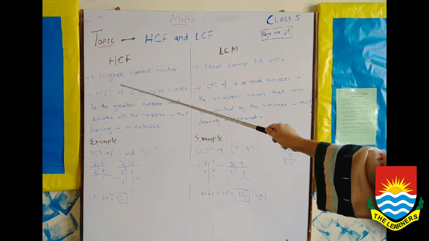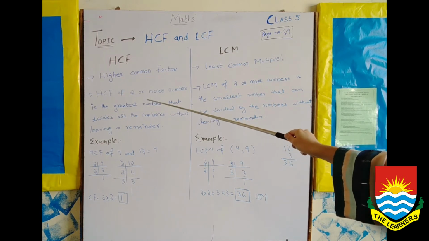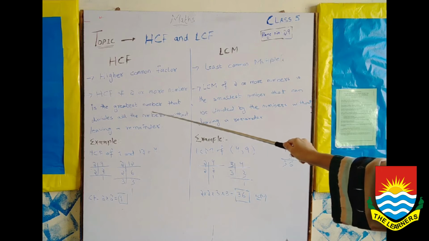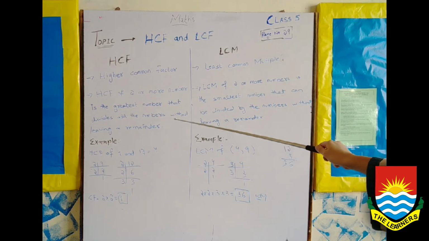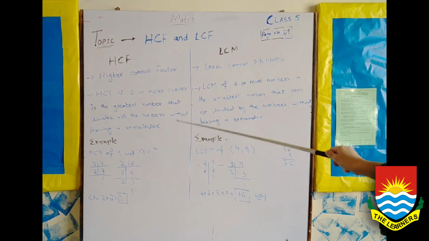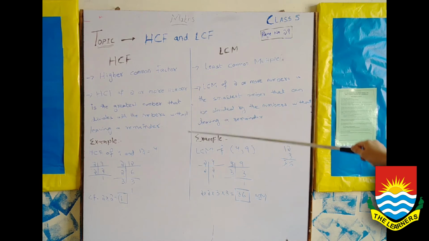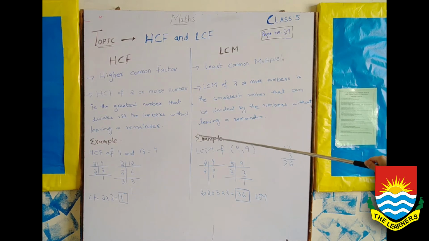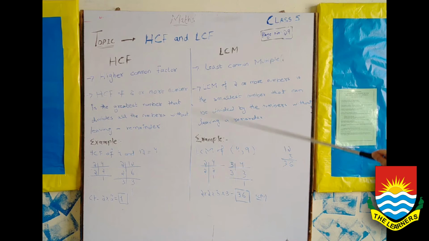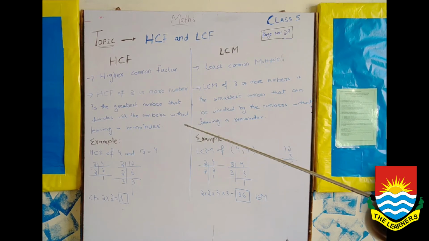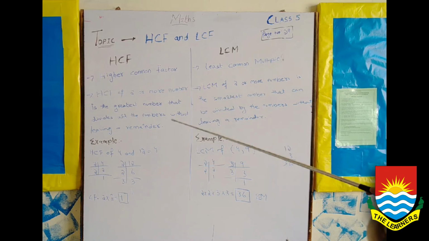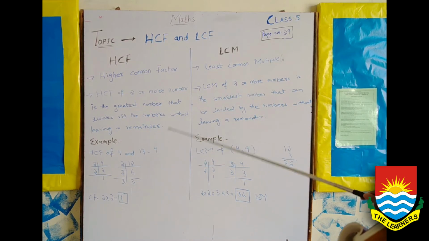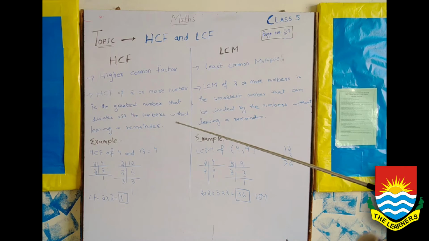Let's see the definition of HCF. HCF of two or more numbers is the greatest number that divides all the numbers without leaving a remainder. HCF is always smaller than or equal to the smallest of the given numbers. When you find no other common factor of the numbers, then HCF is equal to 1. HCF of a number and its factor is the factor itself.